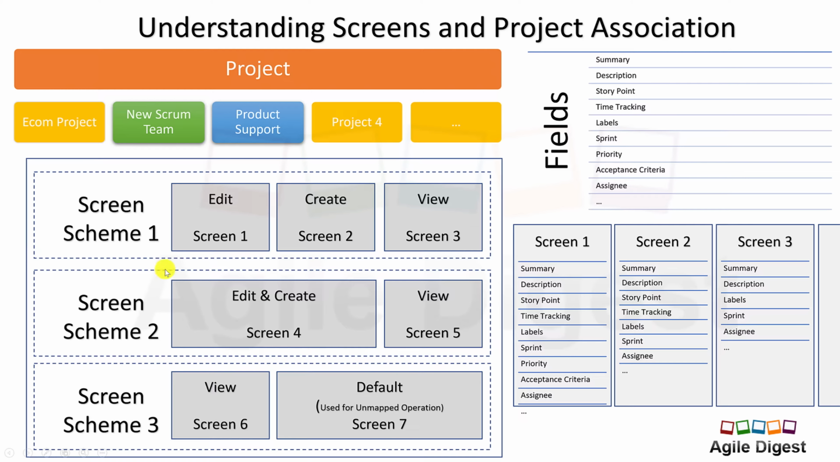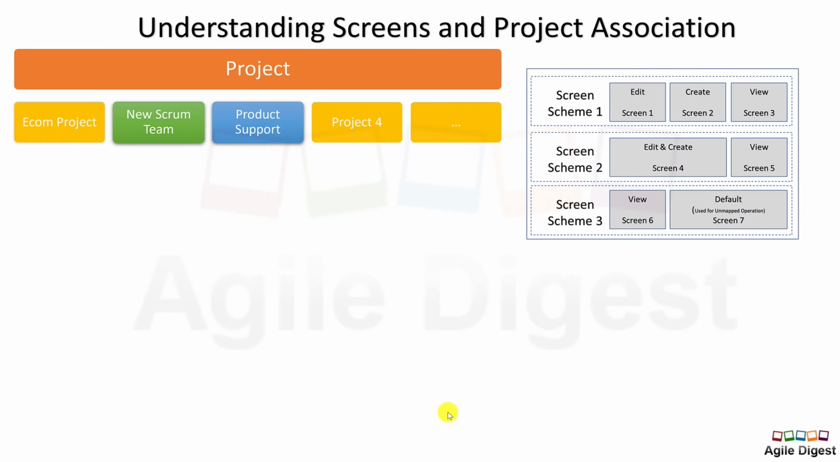Now so far we have not associated any of this with a project. I can see screen scheme 3 is again for viewing, where I am picking screen 6. If I have not assigned any operation with a screen, the default in this case will pick screen 7. And this is just a configuration, not yet actually mapped with our projects, because before mapping to the project we need to associate an issue type. So for what kind of issue type, which screen scheme will come. Let's try to understand that in the next screen. I know this is what I have configured so far: screen scheme 1, 2 and 3.